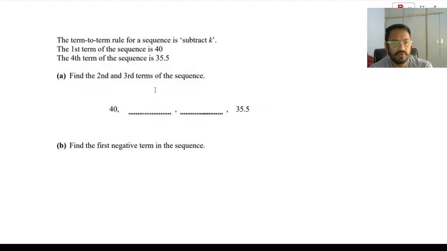The term to term rule for the sequence is subtract k. The first term of the sequence is 40 and the fourth term of the sequence is 35.5. Then what will be the second term and the third term of the sequence, and find the first negative term in the sequence. So let's see who can answer.